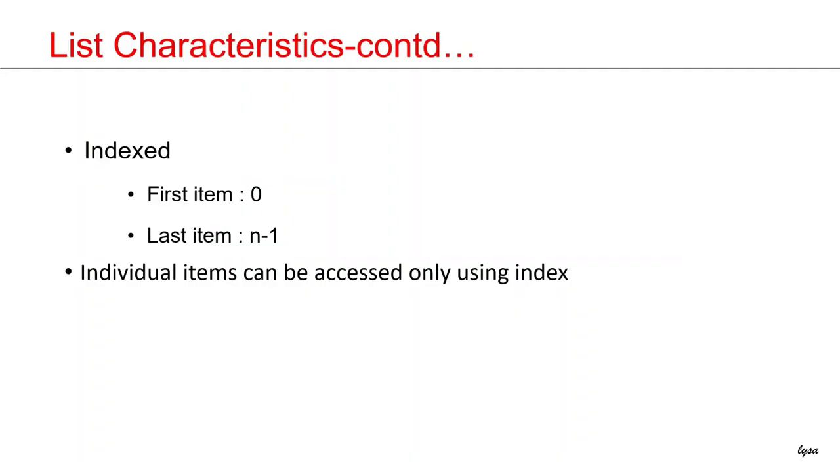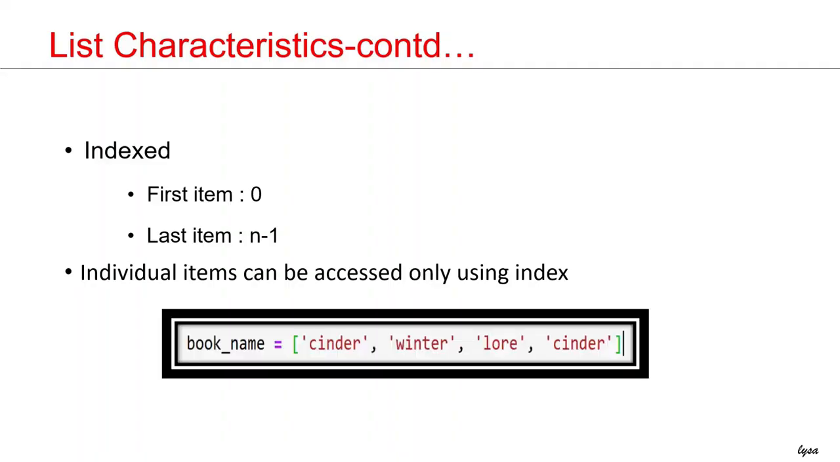A list is always characterized by indices. For example, in this case, we have something called an index representing every element in the list. Cinder is at the index 0, Winter at the index 1, Lore at the index 2, and again Cinder at the index 3. If you want to access an individual item, you have to access the item only using an index. And also note that the indices vary from 0 to n-1.